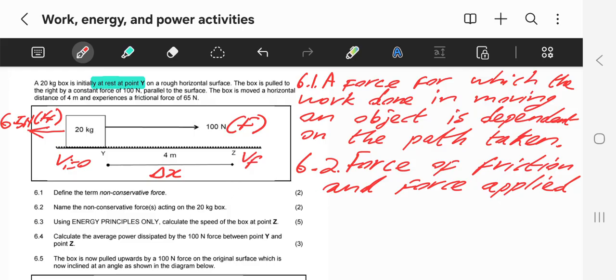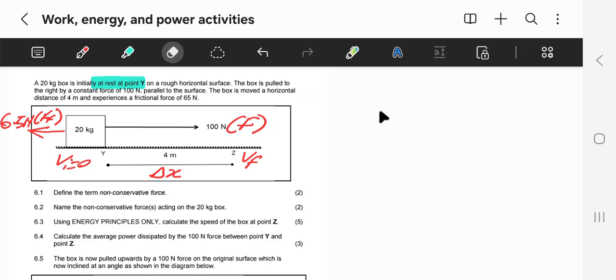And for us to do that, guys, the formula that we are going to use is this one. We will use the work energy theorem, and the work energy theorem is W net is equal to change in kinetic energy, right?